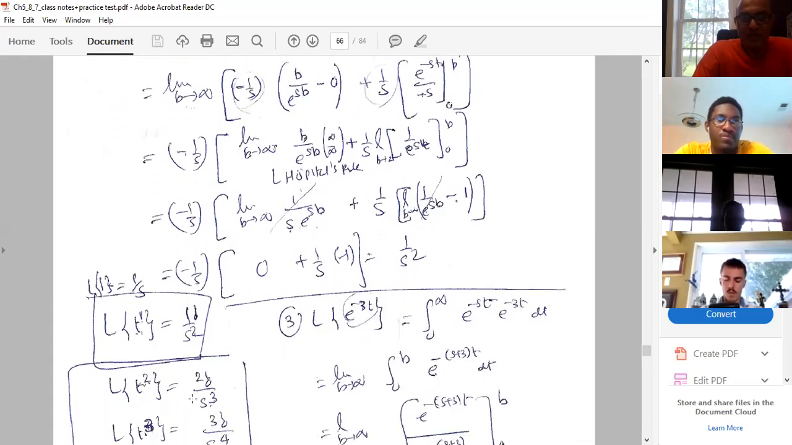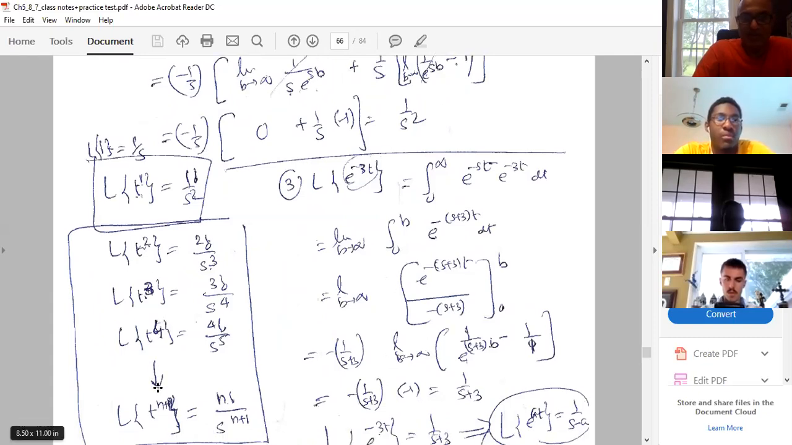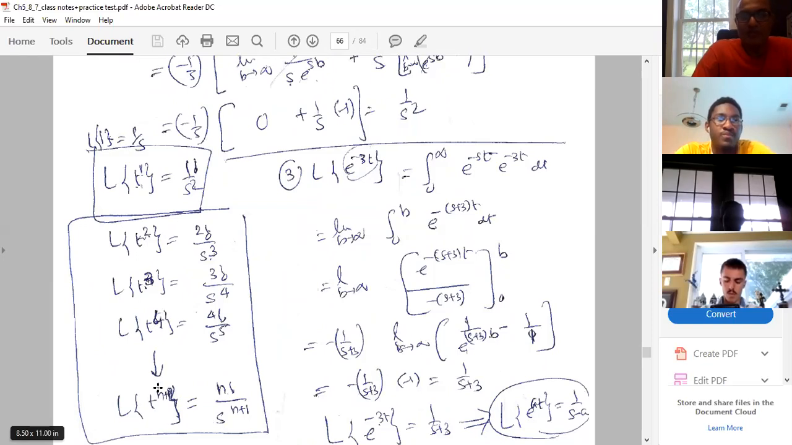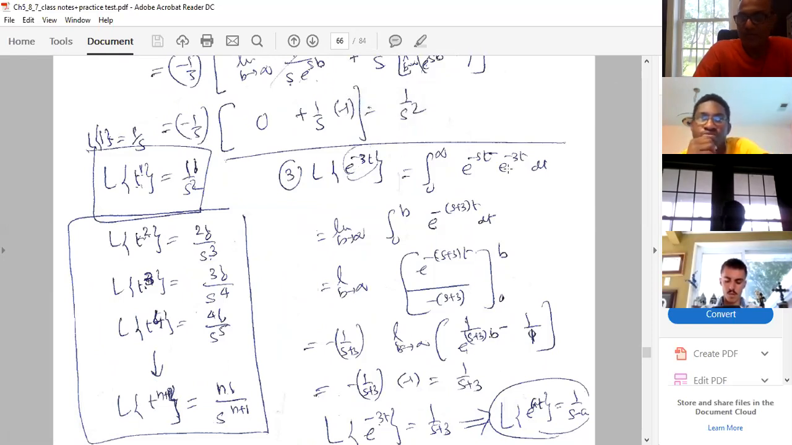Look at here. Whatever I explained to you, right? Good. Suppose somebody asks me to find the Laplace transform of e to the power negative 3t. Good. f of t is now e to the power negative 3t.